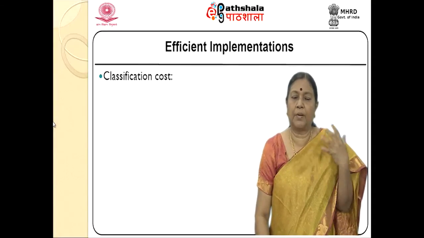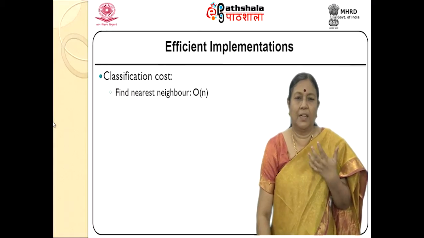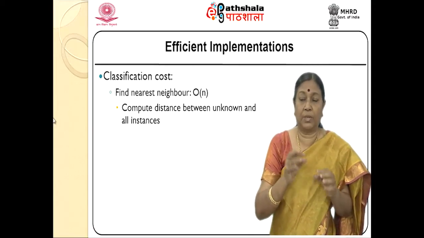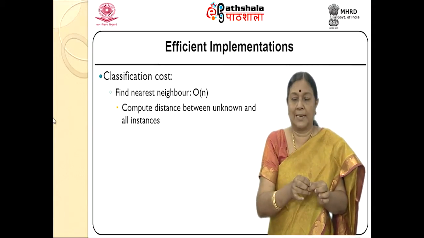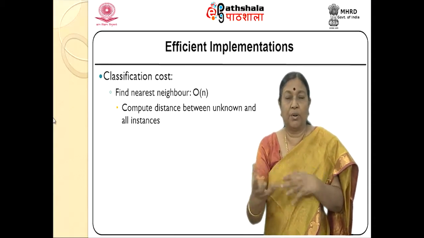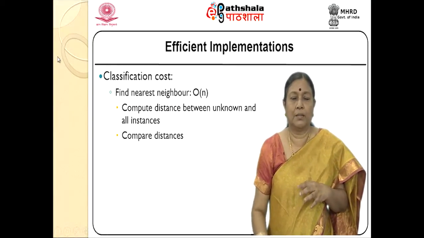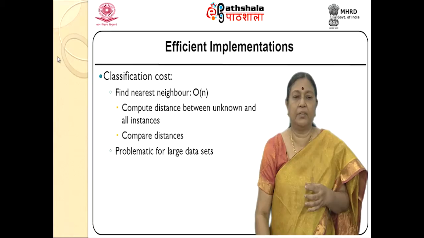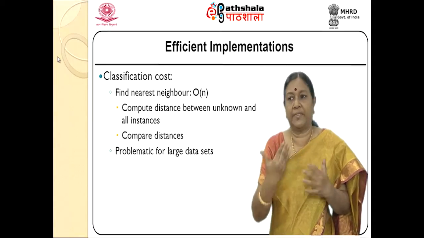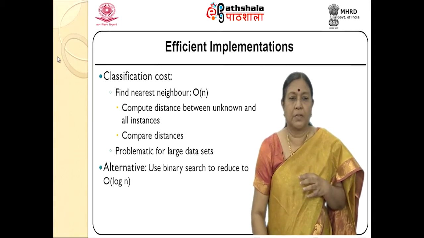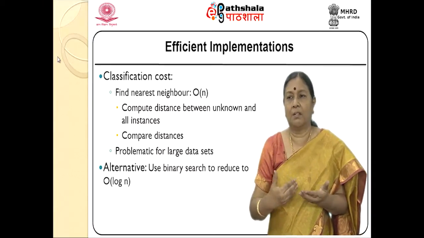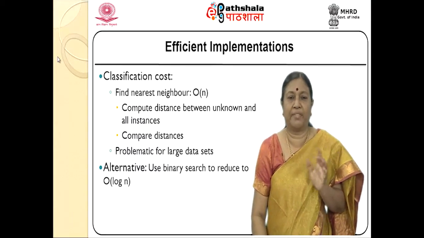Now, the problem here is about efficient implementation. Finding the nearest neighbor will take on the order of n, to compute the distances. For every unknown query instance, you have to find the distance between that query instance and all the other points, because you do not know when you will get the closest. So, you will have to compare the distances, and with very large data sets the number of points to compare will be very, very large. That is not feasible. So, an alternative is to use a binary search method, so that you reduce the order to log n. That is another modification you can use.